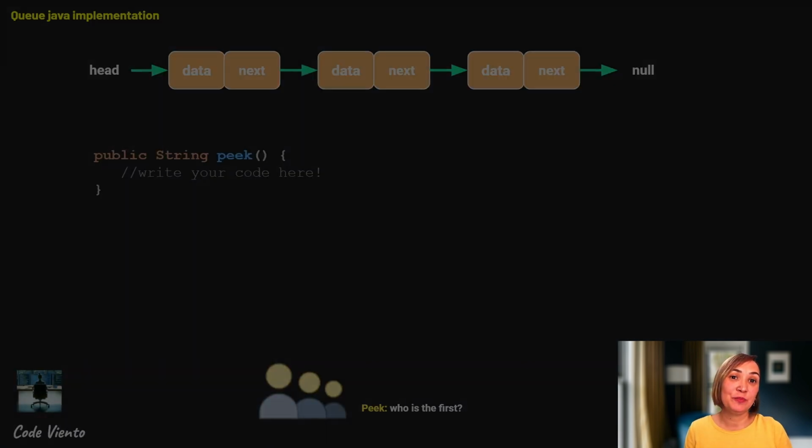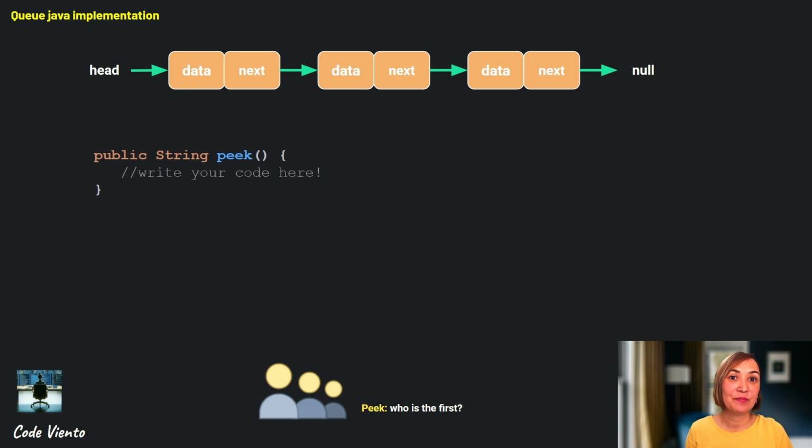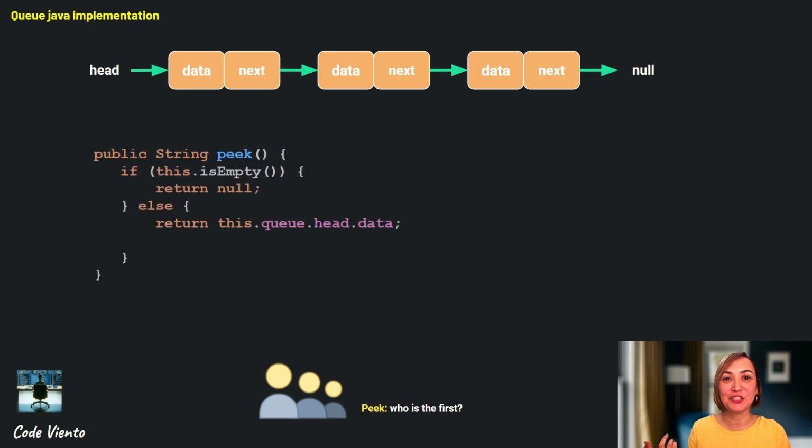Let's talk about the peek implementation. Return the front element without removing it. If the queue is empty, return null. If the queue is not empty, return the head's data value. Here is the implementation.